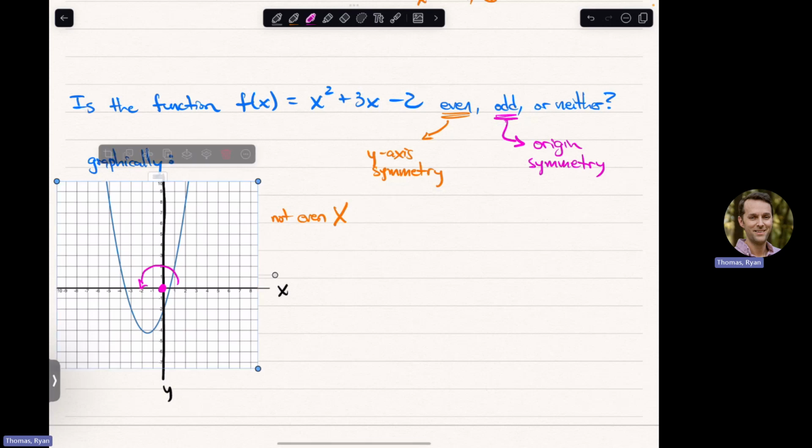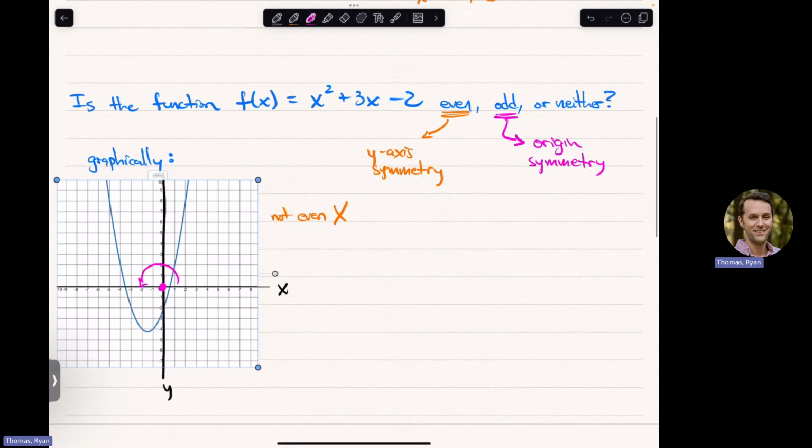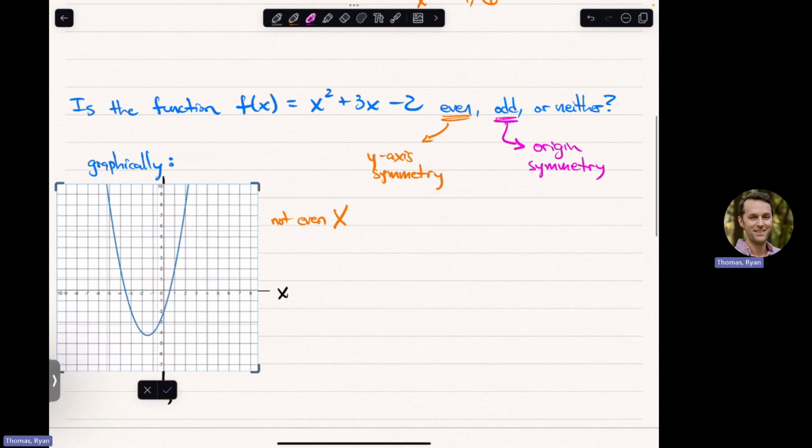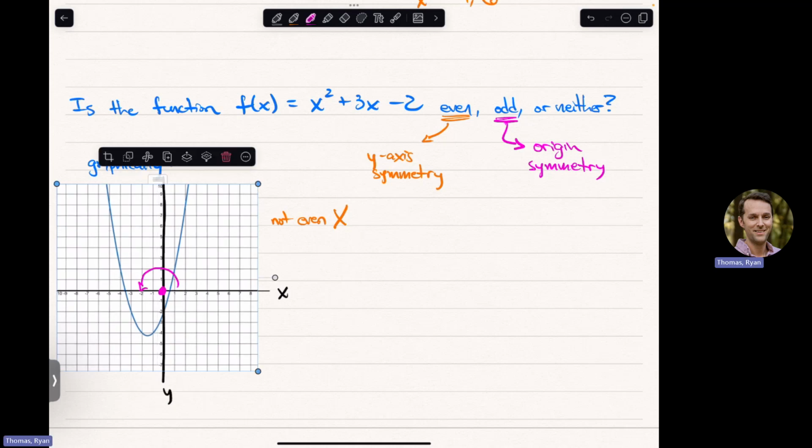I might be able to actually do that. No, okay. I'm not skilled enough to do that. Or Notability won't let me. I don't know. It doesn't matter.